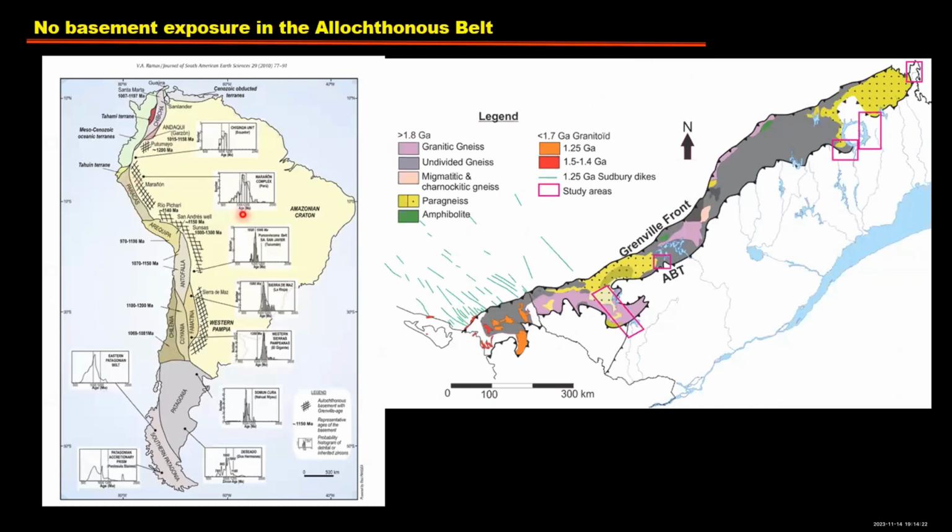Then, if we look at the archetypal continental arc orogen, the Andes, all the dates that you see in here are basement that crops out at the surface. Remember that the Andes is a young orogen. The erosion level is low compared to the Grenville. But in the Grenville here, remember that these are all the rocks in the entire Grenville province that are 1.8 and older. There is absolutely no basement rocks cropping out in the allochthonous belt southeast of the allochthon boundary thrust.